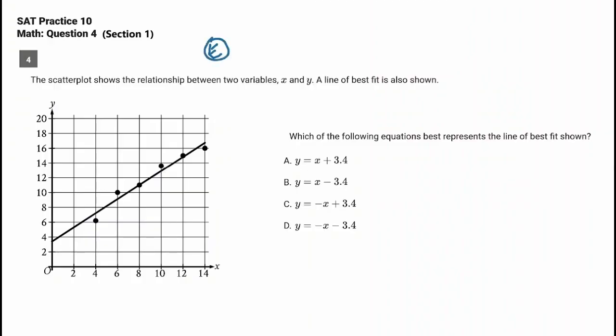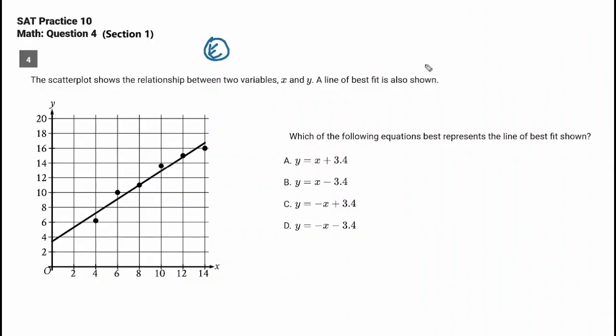The scatter plot shows the relationship between 2 variables x and y. A line of best fit is also shown. There's the line of best fit. Which of the following equations best represents the line of best fit shown? So we're looking for the equation that works.